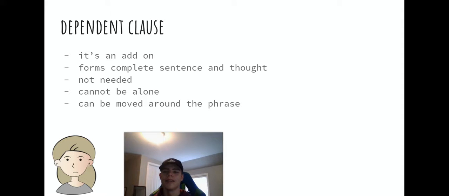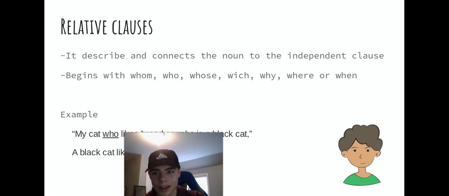The dependent clause. It's an add-on. It forms a complete sentence and thought. It is not needed and cannot be alone. It can be moved around the phrase. What I mean by that is that it can go at the beginning or the end of the sentence. It can be pretty much anywhere. It adds information and almost completes a complete sentence.